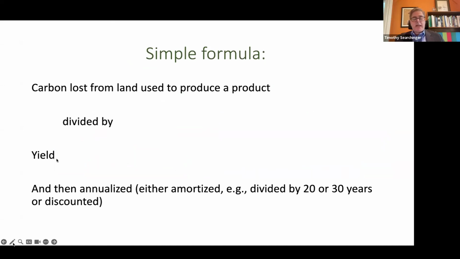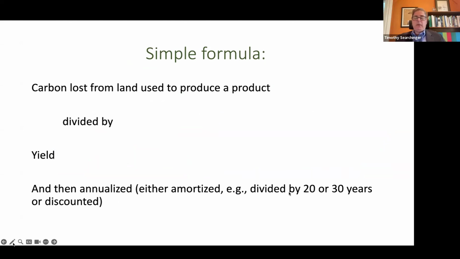That's it. Well, that gives you an absolute number. And then the question is, well, we can produce crops for a long time. So we have to kind of annualize that. We did it by using different discount rates, 4% being our major one. You could just divide by 20 or 30 years.